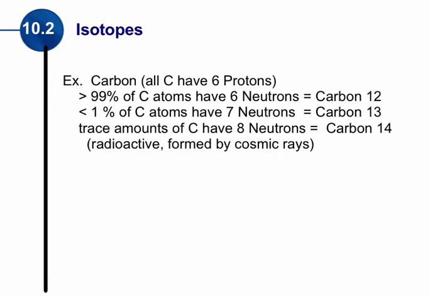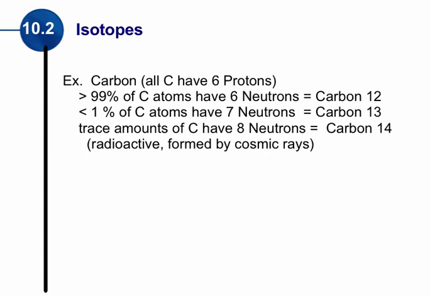Now, a very, very small percentage, so small that we just call it trace amounts, actually has 8 neutrons. And we call this carbon-14. 6 protons plus 8 neutrons gives us 14. Now, carbon-14 is unique because it's actually a radioactive isotope. It will actually decay. And carbon-14 is actually formed when cosmic rays force these neutrons to bond in the center of the nucleus of carbon.